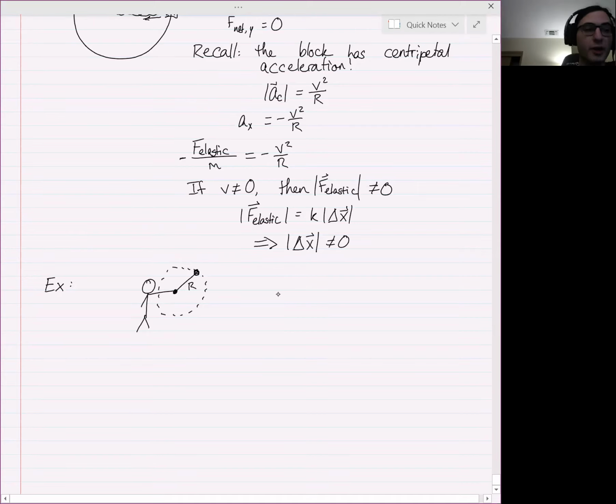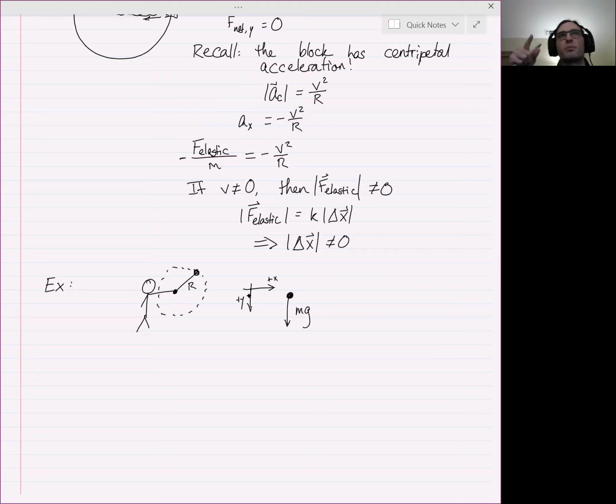So let's draw a free body diagram for the rock at the top of the circle. At the top of the circle, there's mg going downwards. Let's just call this direction plus y and this direction plus x. mg goes downwards, and there are no other forces. The reason there are no other forces is because the rock just barely makes it to the top, which means that there's no tension in the string anymore. The tension is precisely 0.